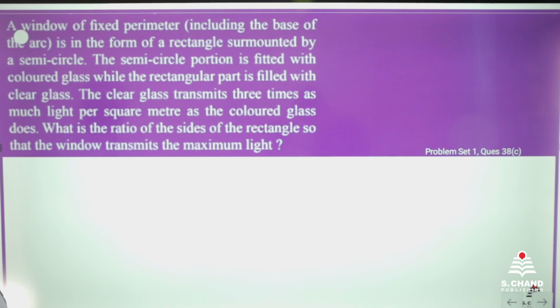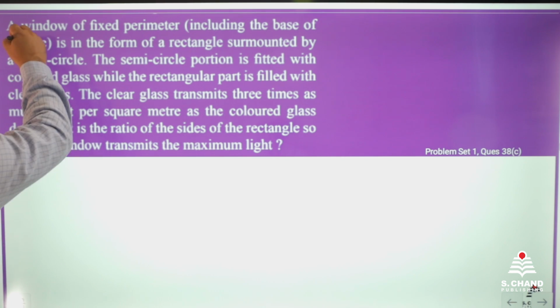A window of fixed perimeter, including the base of the arc, is in the form of a rectangle surmounted by a semicircle. The semicircle portion is fitted with colored glass while the rectangle part is fixed with clear glass. The clear glass transmits 3 times as much light per square meter as the colored glass does. What is the ratio of the sides of the rectangle so that the window transmits the maximum light?